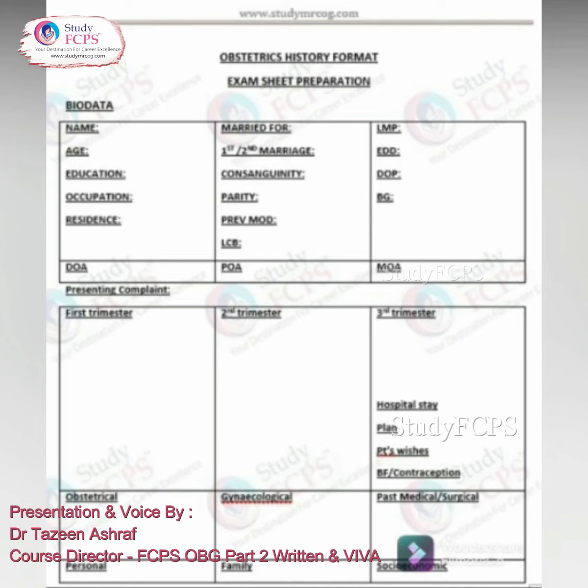Okay, then you should know about the date of admission, place of admission and mode of admission, followed by the presenting complaint with which the patient presented to the hospital. After that, you can divide the trimester history into 3 columns: first, second and third.